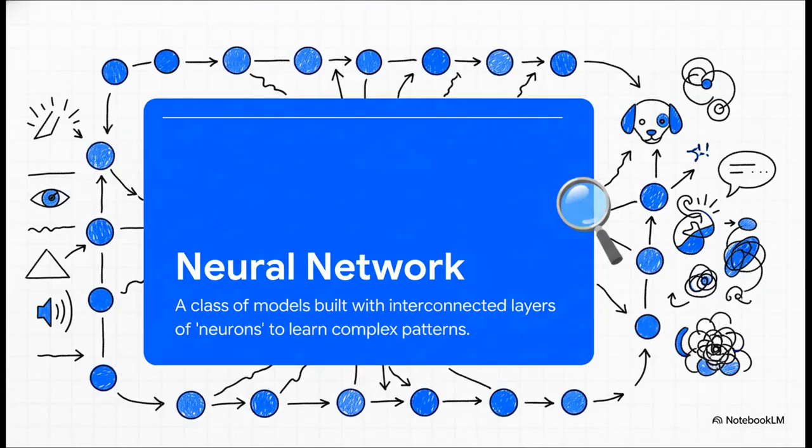For our little project today, let's go with a neural network. These are the engines behind a lot of the AI you see today, from recognizing faces to translating languages. They're inspired by our own brains, with all these layers of connected neurons. And here's the really wild part. Any single neuron is, well, pretty simple. But when you get millions of them working together, they can learn to see these incredibly complex, subtle patterns that a human might never even notice.